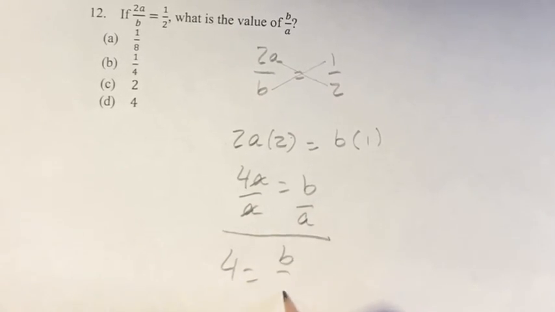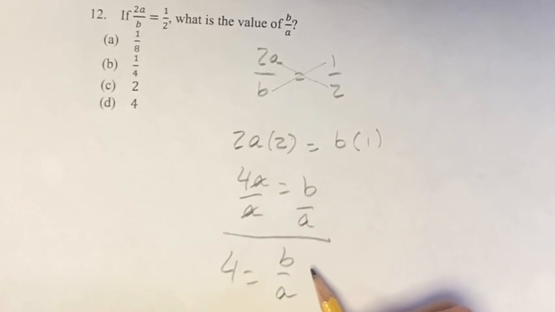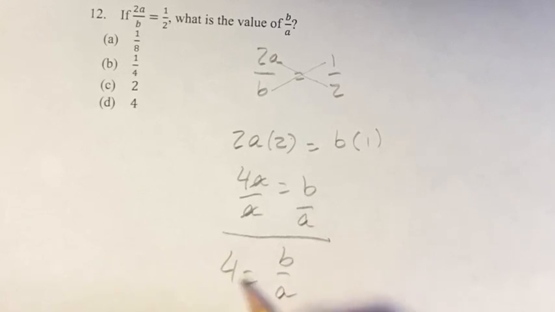b over a, which is what we're looking for. So what's the value of b over a? Well, the value of b over a is 4. So 4 is going to be your final answer.